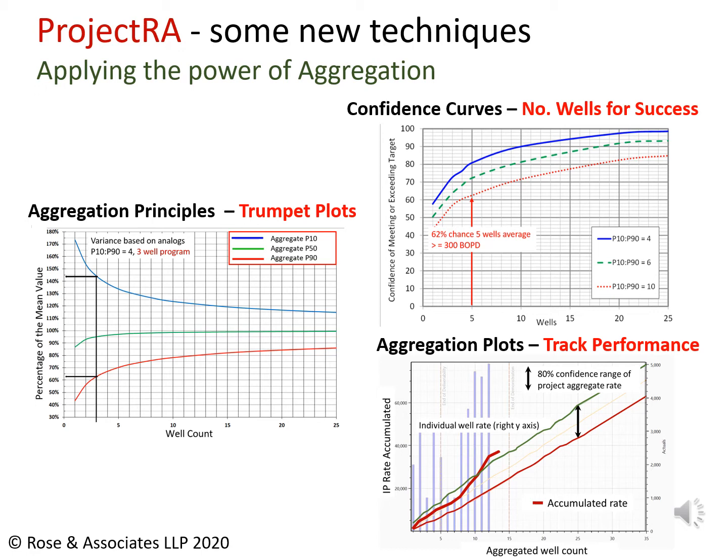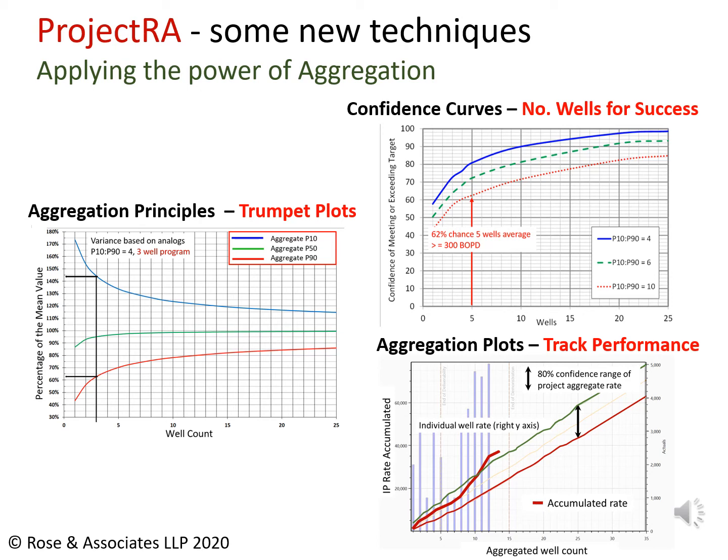In the upper right is what we call a confidence curve, which shows the relationship between the number of wells to be drilled and the confidence in achieving a specific rate. So for example, in this plot, it shows us that if we were to drill 5 wells, we would have a 62% chance of meeting or exceeding 300 barrels a day. And you can see how this is important in project design because 62% is not a high level of confidence. But if I wanted a higher level of confidence, for example, if I wanted to get to 80% confident I'd be able to achieve that rate, I'm going to have to drill approximately 18 wells.